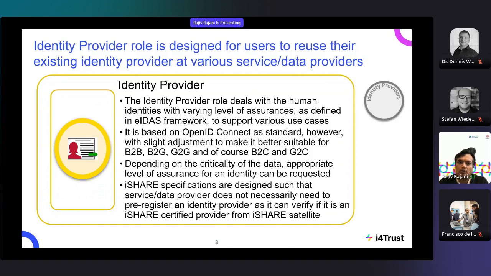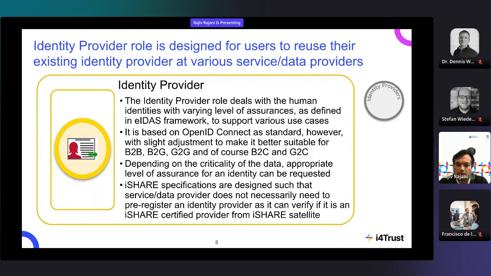It is essentially based on, or derived from, OpenID Connect, the flows and the way it interacts with each other. However, there are some modifications necessarily made in order to make it suitable for organization to organization data sharing, as opposed to OpenID Connect, which is a general standard for general internet use, where it also caters to public services or social services like social media and others. The key difference between these two is that you need a certain minimum level of assurance when you are dealing with organizational data versus on social media, for example.